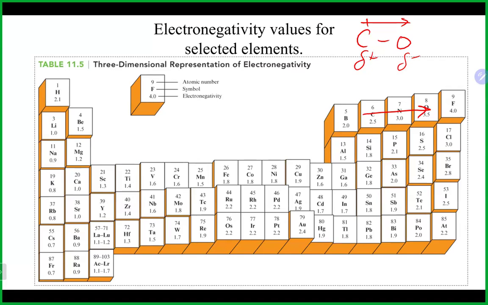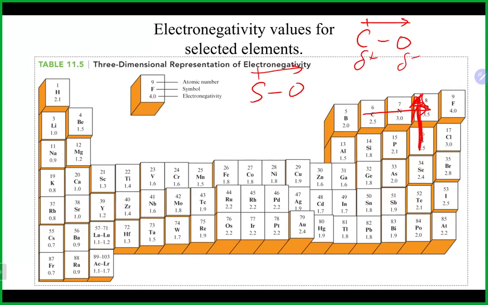We also maybe looked at sulfur and oxygen. And once again here, they are in the same group, and sulfur is further up on the periodic table, so you wouldn't really need the actual values. That should yield a polar bond in that case. And again, the arrow would be pointing in this case towards the oxygen.